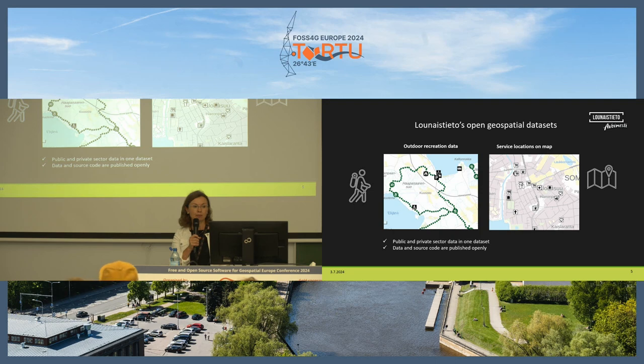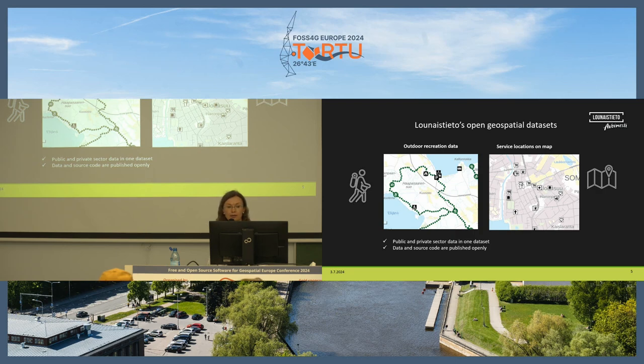But in these examples, you can see our own data. It is outdoor recreational data. It contains different hiking routes or nature routes and some services associated with these routes, for example, parkings, fireplaces, or some accommodations or sightseeing spots, or whatever tourists and hikers can need when they go to nature.